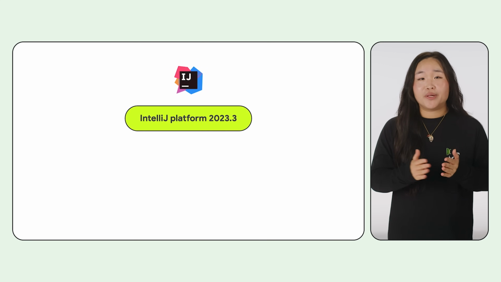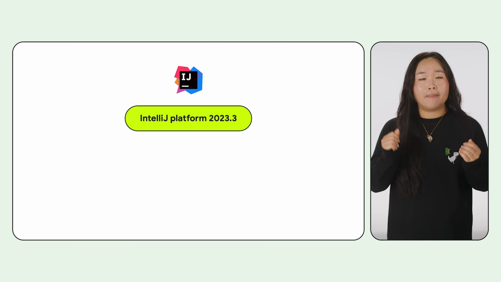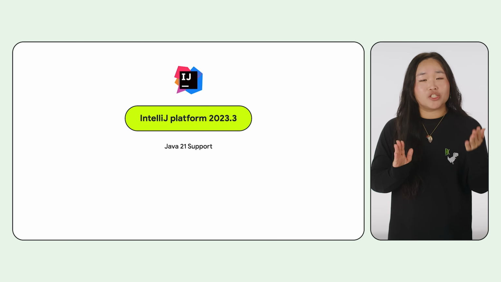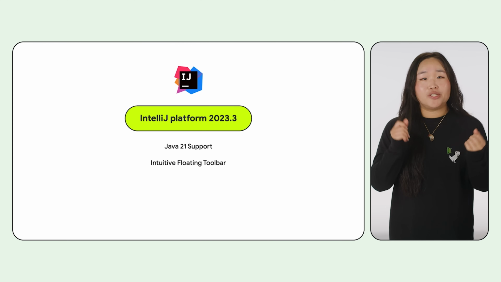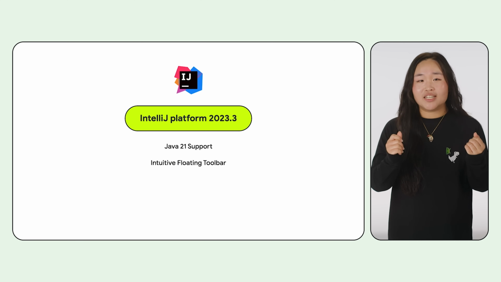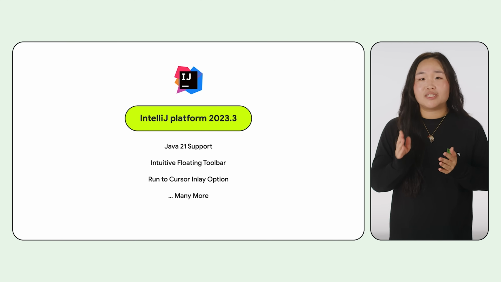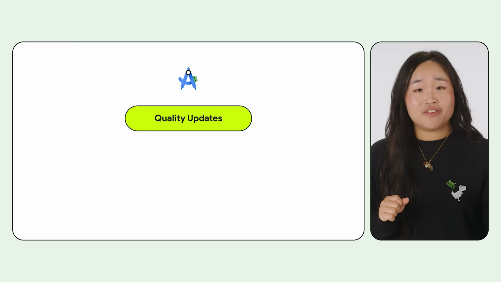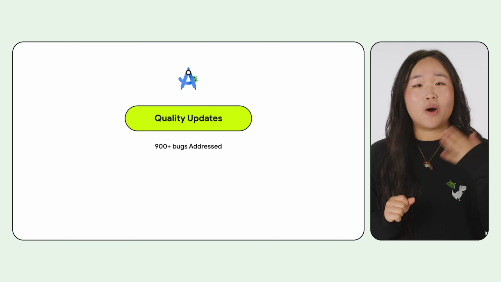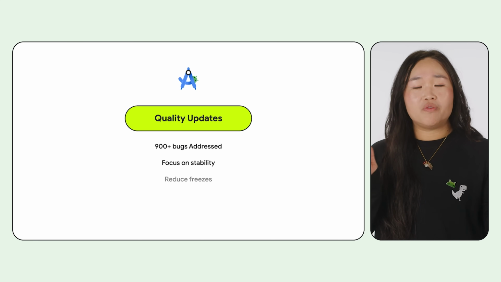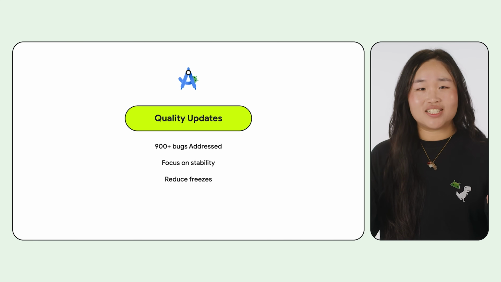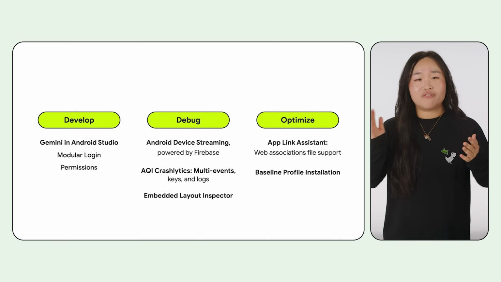Android Studio Jellyfish includes the IntelliJ 2023.3 platform release, which has many new features such as comprehensive support for the latest Java 21 programming language, an intuitive floating toolbar with editing actions, a run-to-cursor inlay option in the debugger, and a host of new improvements to speed up your workflow. Our updates in Jellyfish continue to demonstrate our commitment to quality and stability of Android Studio, with over 900 bugs addressed during this release. Android Studio Jellyfish helps you build apps faster and easier with new features to help you develop, debug, and optimize more effectively.